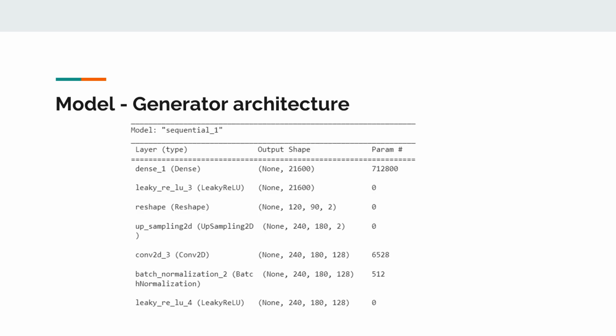So here is the generator model architecture. You can see these are the things we have developed from our code. We have developed a dense layer, ReLU, reshaped the model, and used two-dimensional upsampling as well as two-dimensional convolution, and we have also done batch normalization. This is the generator architecture model output.